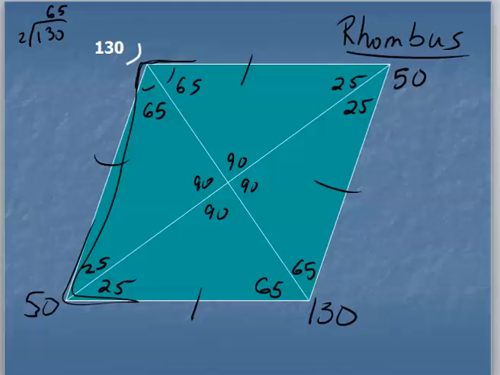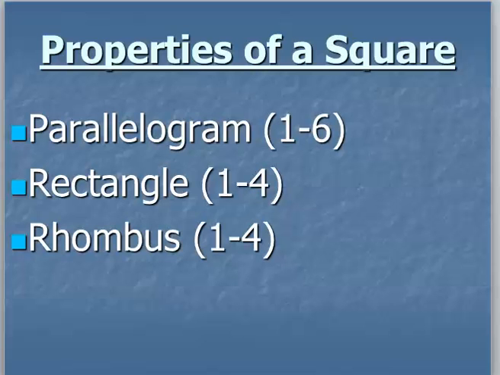The last parallelogram we're going to discuss is a square. Now, a square is our regular quadrilateral. It is a type of parallelogram. It's also a type of rectangle because all 4 angles are right angles, and it's a type of rhombus because all 4 sides are congruent. So squares have a large number of properties.